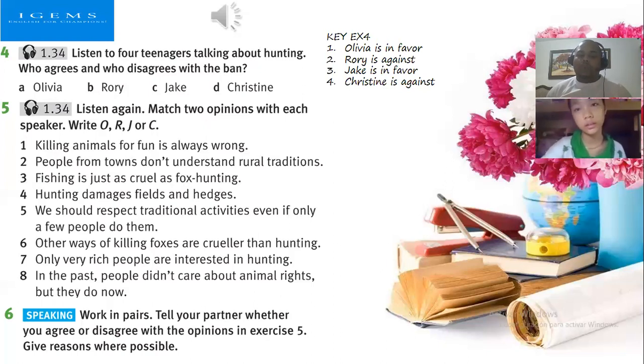Let's see here the next exercise. So we already listened to the audio. Now we are going to match two opinions with each speaker. We have the letter O, that stands for Olivia. Letter R, that stands for Rory. Letter J, that stands for Jake. And letter C, that stands for Christine. You're going to match two opinions with each speaker. For example, killing animals for fun, it's always wrong.